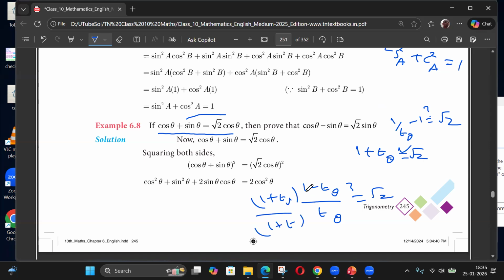So this is the same as 1 multiplied and divided by 1 plus tan theta. So this is 1 minus tan square. 1 plus tan square is secant square. Okay, so 1 minus tan square then, I have to square this one itself. So squaring that, I'll get 1 plus tan square plus 2 tan equal to 2. 1 plus tan square is secant square.